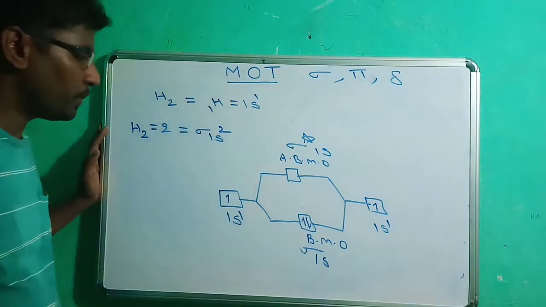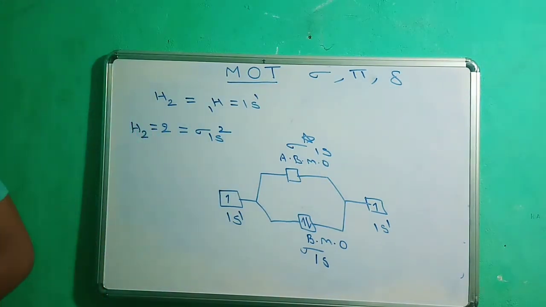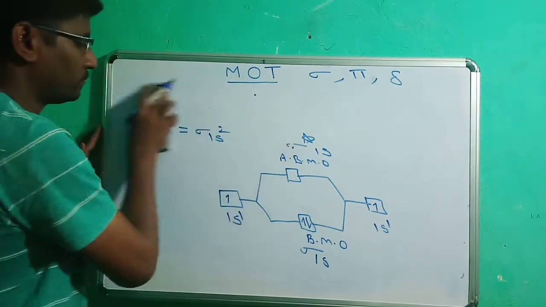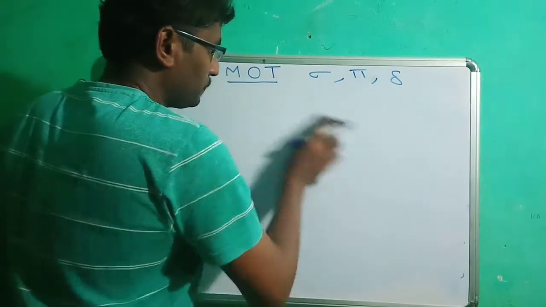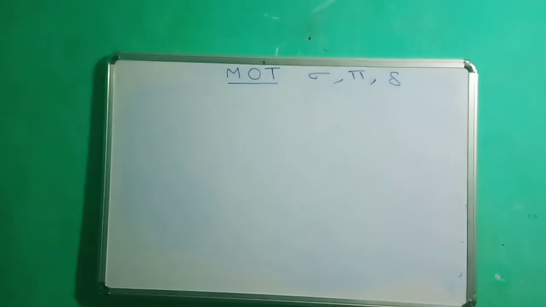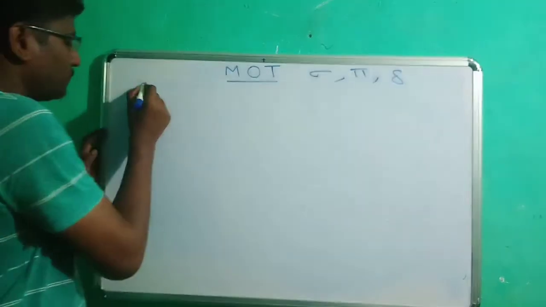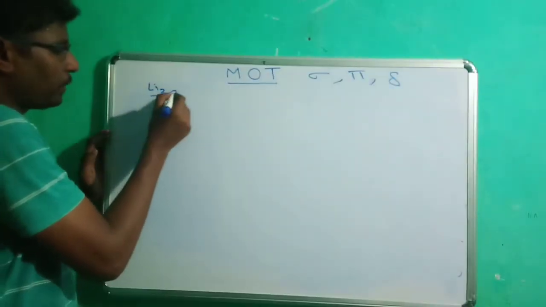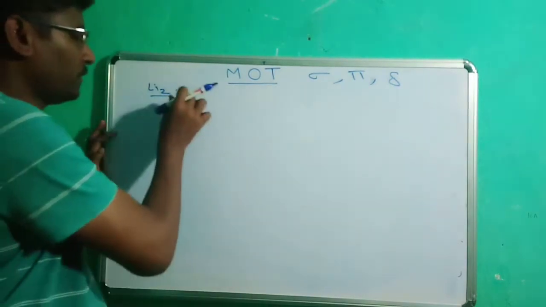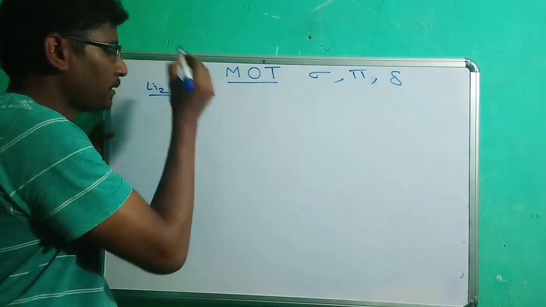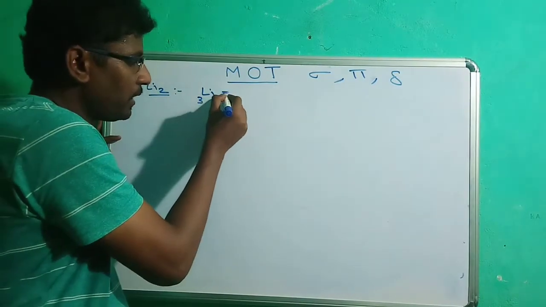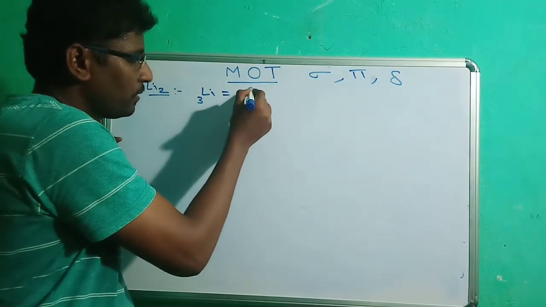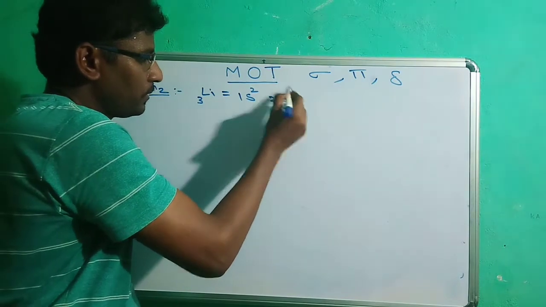Let's see another example. I am taking the Li2 molecule. This Li2 molecule is formed by combining 2 lithium atoms. Its atomic number is 3, and the electronic configuration is 1s2, 2s1.